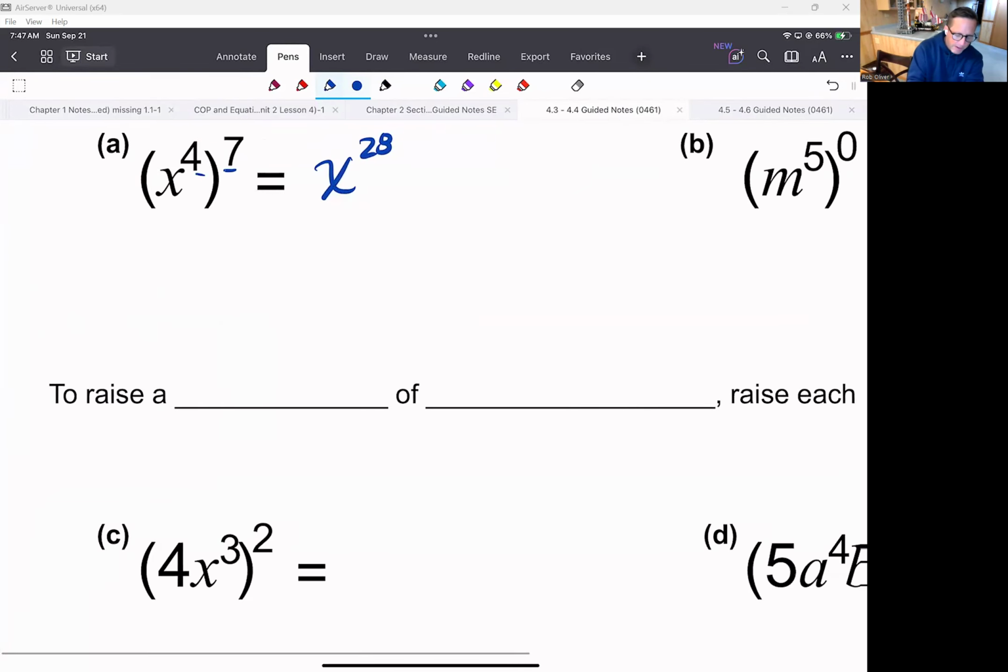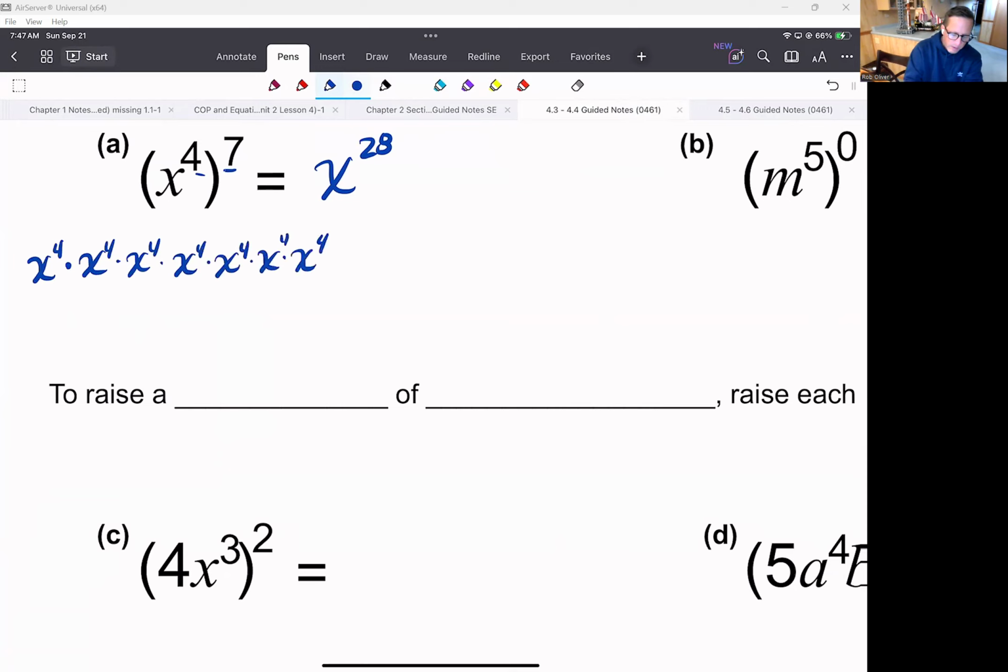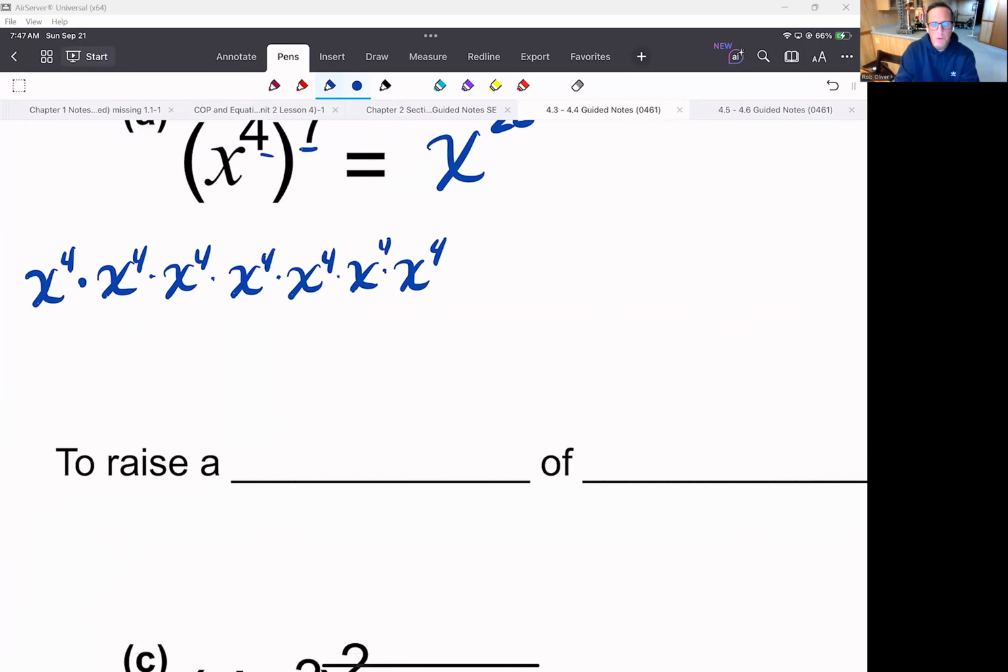Right? And again, I could expand it, and you're not going to want to do this every time, but this basically means x to the 4th times x to the 4th, 7 times. So we can just keep doing this. Then if you expand it, you can think, well, I can actually use the product rule, which is where you just add the powers, right? 4 plus 4 plus 4 plus 4, 7 times. But, as we discussed in a way earlier lesson, chapter 1, multiplication was invented so that we did not have to repeatedly add up numbers. So yeah, 4 plus 4 plus 4 plus 4. Much easier to just do 4 times 7, isn't it?